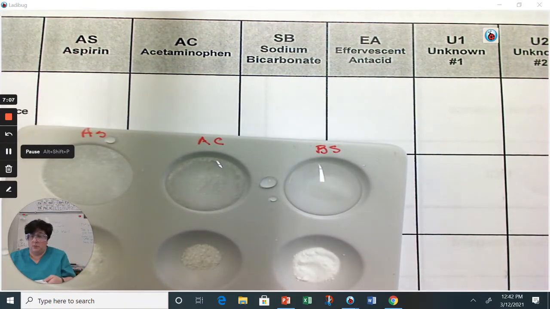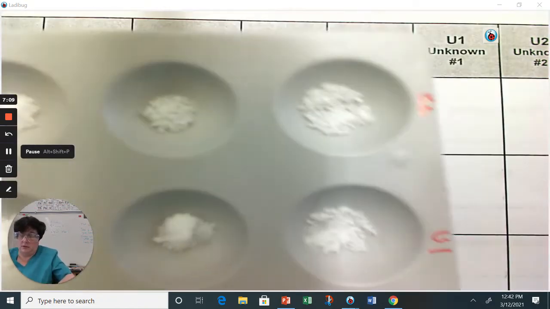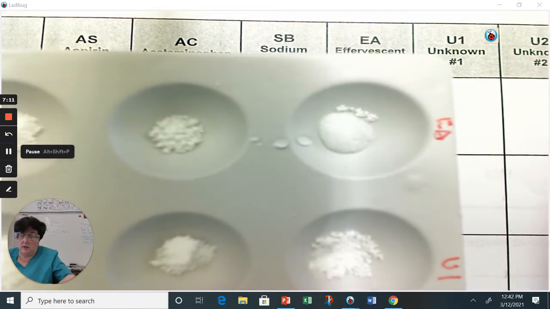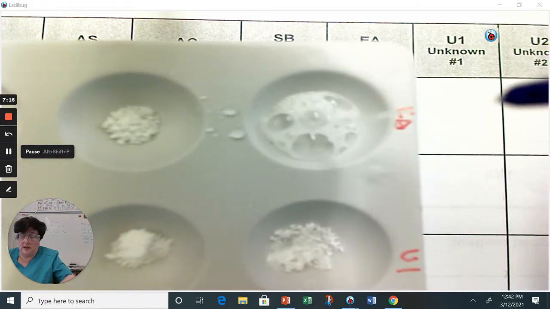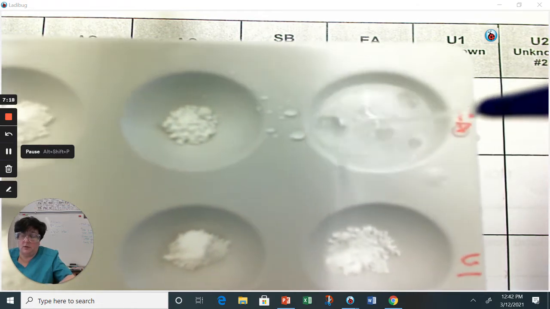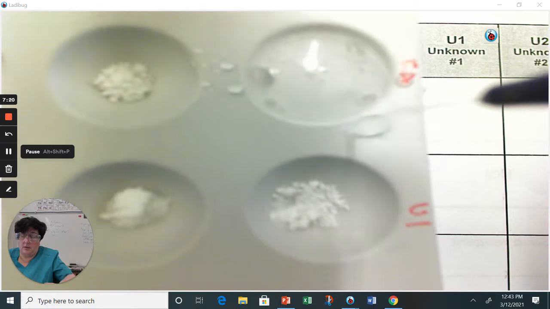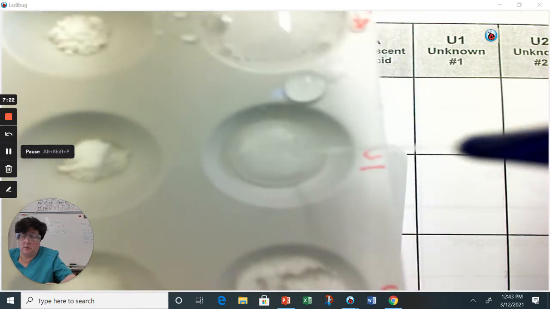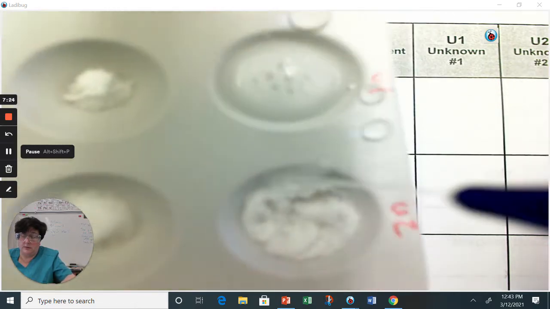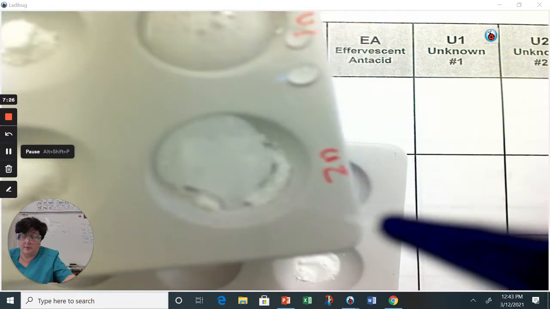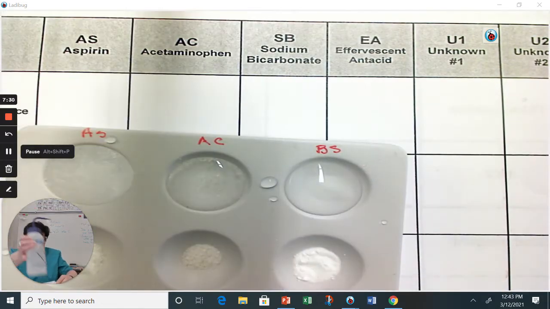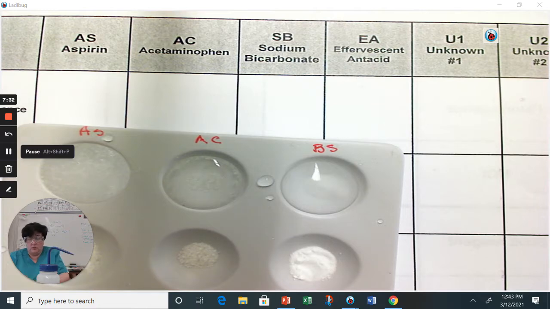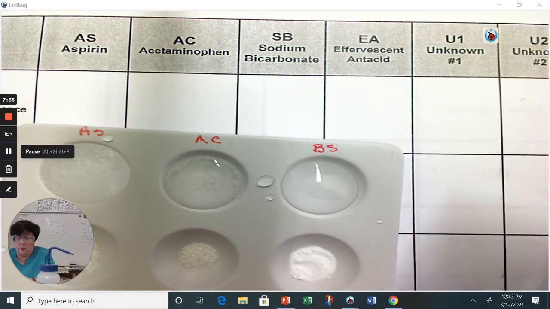Now this one I should probably do underneath, so I'm going to do this one underneath because if you notice I add the water and it bubbles, that is your effervescent acid. None of the others bubbled. I'm going to do this one. Well, that one's bubbling. Interesting. So unknown 1 bubbled.